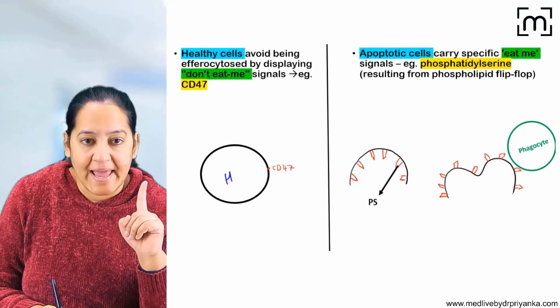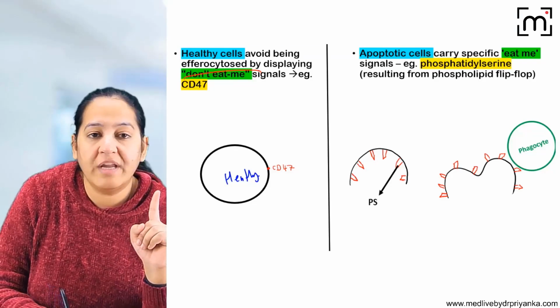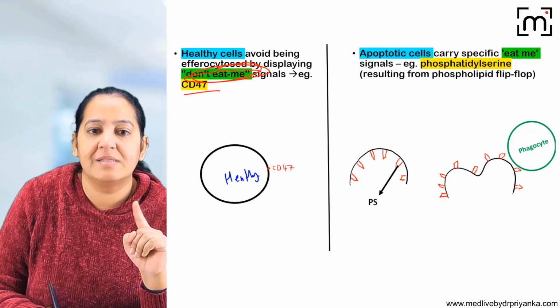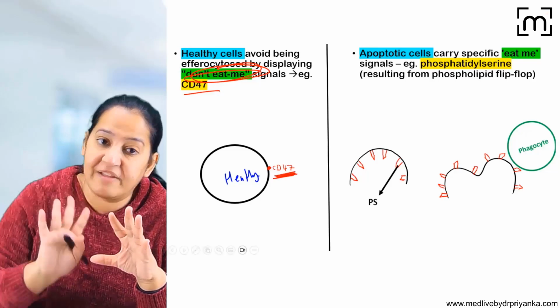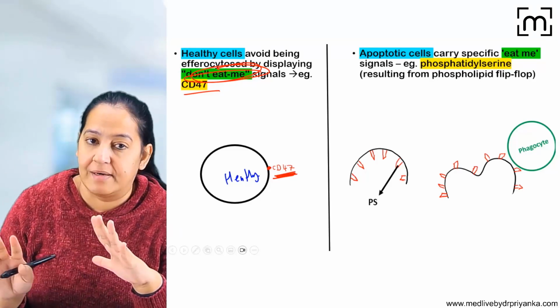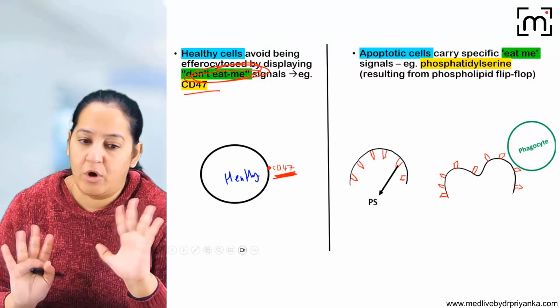So you can see this is a healthy cell. A healthy cell has a don't eat me signal on it. The don't eat me signal is CD47. Can you see the signal? It's CD47. CD47 repels the phagocyte. It is the don't eat me signal. It indicates that I am a healthy cell, don't eat me. So that's why phagocytes do not come here and do not eat them.